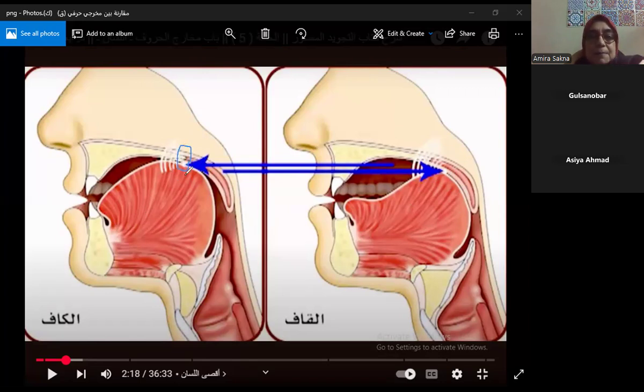Making full contact, yes? We are making full contact, no space in between, in both qaf and kaf. So the difference is where we meet. Here, it's only the soft palate. Here, the area between the soft and the hard palate, okay?